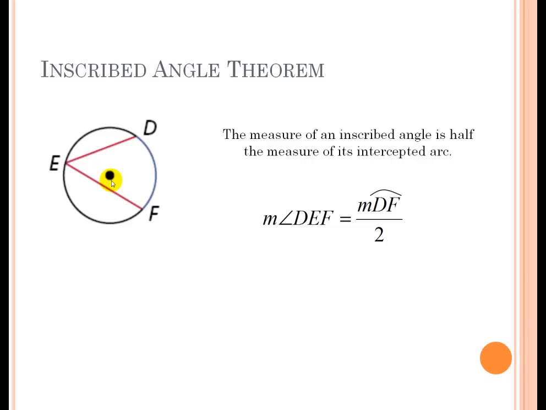Or you could say it the other way around. If you know that arc DF was 100 degrees, that means angle DEF would be 50 degrees, half of that. So the inscribed angle and the intercepted arc have that kind of 1 to 2 relationship. The angle is half of the arc.